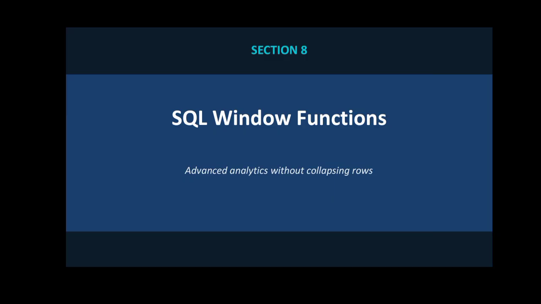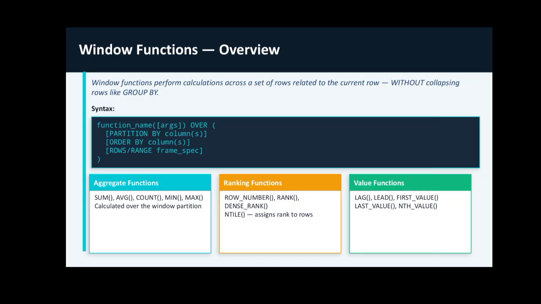We now arrive at one of the most powerful features in modern SQL, window functions, which enable advanced analytics without losing row level detail. A window function performs a calculation across a set of rows related to the current row. But critically, unlike GROUP BY, it does not collapse those rows. Every original row is preserved in the output with an additional column. The syntax revolves around the OVER clause, which defines the window. PARTITION BY divides the rows into groups. ORDER BY determines the sequence within each group, and ROWS or RANGE defines the frame.